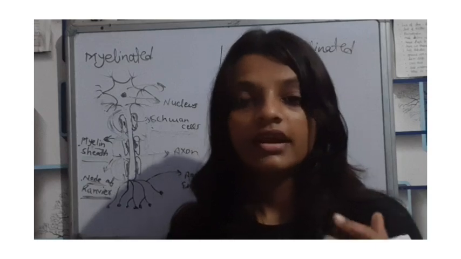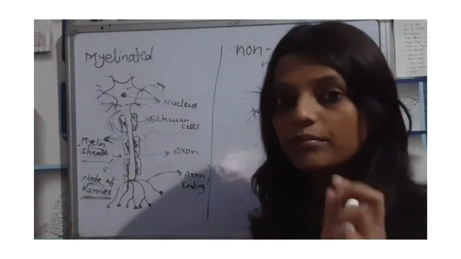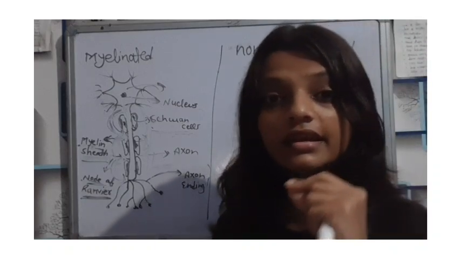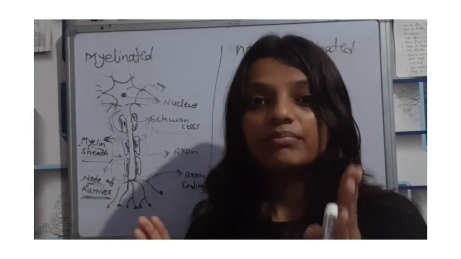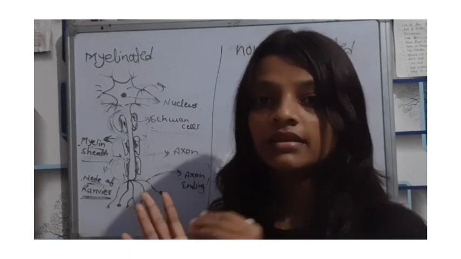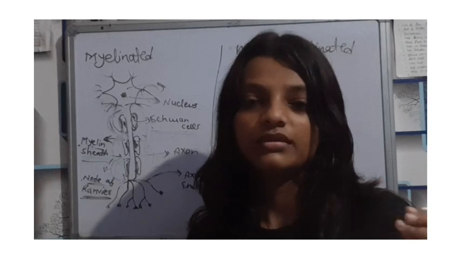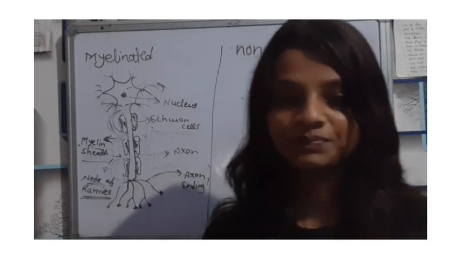and energy. And the velocity of impulse conduction in a non-myelinated neuron is reduced to just 2 meters per second. See the major difference in velocity, from 120 meters per second to just 2 meters per second. Yeah, that's the magic of the myelin sheath.